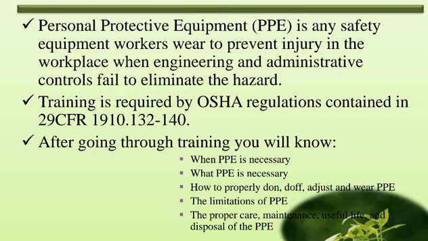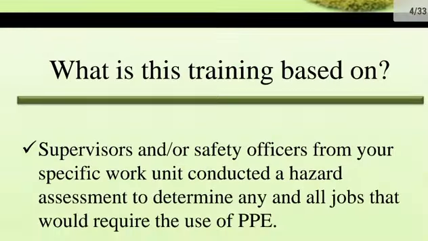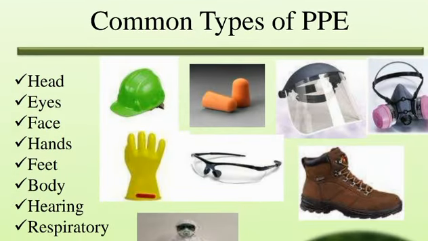Protective equipment may be worn for job related occupational safety and health purposes as well as for sports and other recreational activities. So, when exactly is personal protective equipment useful? It is useful to prevent injury in the workplace when engineering and administrative controls fail to eliminate the hazard. These are the common types of personal protective equipment. They may be head PPE, eye PPE, face PPE, hand PPE, feet PPE, body PPE, and so on.